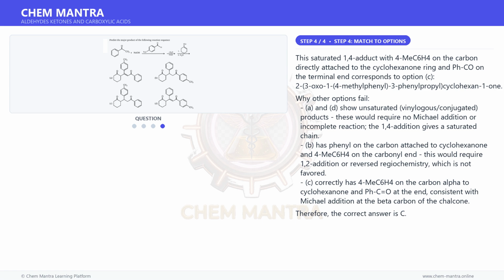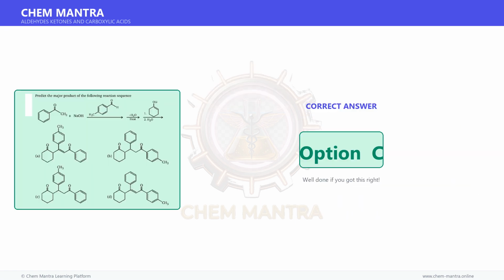C correctly has 4-MeC6H4 on the carbon alpha to cyclohexanone and PhC=O at the end, consistent with Michael addition at the beta carbon of the chalcone. Therefore, the correct answer is C. Therefore, the correct answer is option C.